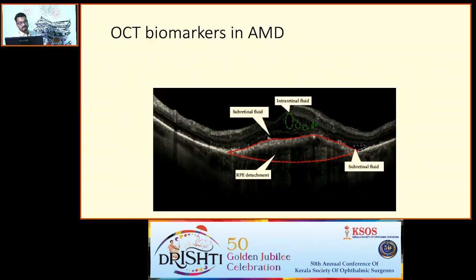OCT biomarkers in AMD. In AMD, we know that there is RPE detachment, there can be subretinal fluid and intraretinal fluid. Out of this, the most important poor prognostic marker is intraretinal fluid. It carries a poor visual prognosis, poor response to treatment, and poor visual acuity at initial presentation.